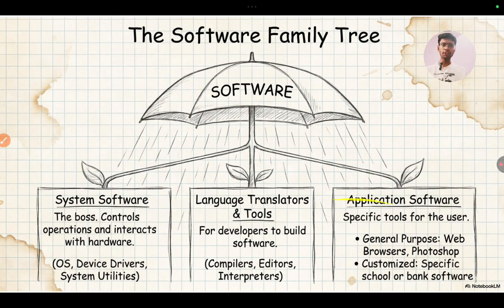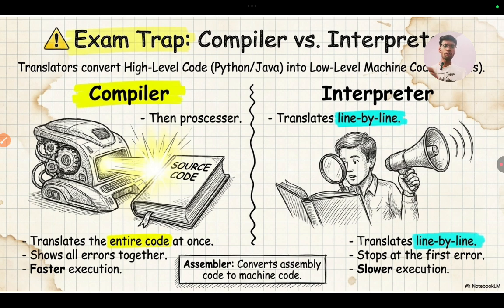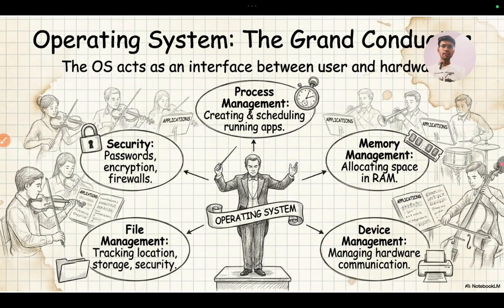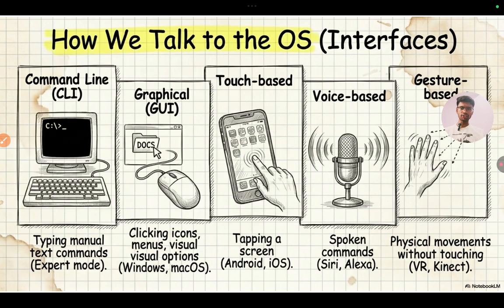The software family tree we will be seeing here: the system software, some application software, and some utility software. We'll be seeing the difference between the compiler and the interpreter, what processes everything in one go, and what translates the code line by line. Right, we'll see how the operating system acts as the great conductor, the interface between the user and the hardware, doing all these operations like process management, security, memory management, device management, file management, and other things.